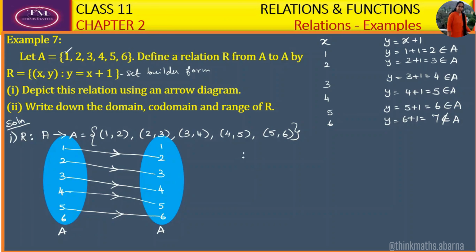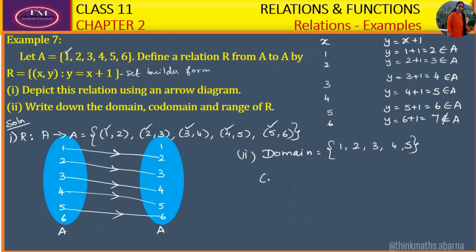What is the second part? Write down the domain, codomain and range. Domain: what do you mean by domain? It is the first element of the ordered pair in the relation. Who are they? 1, 2, 3, 4, 5. So this is the domain.